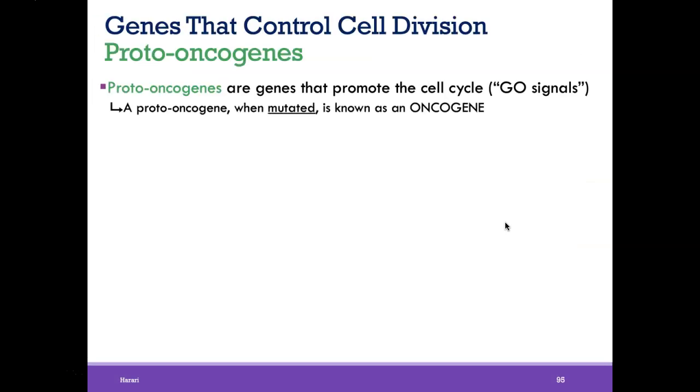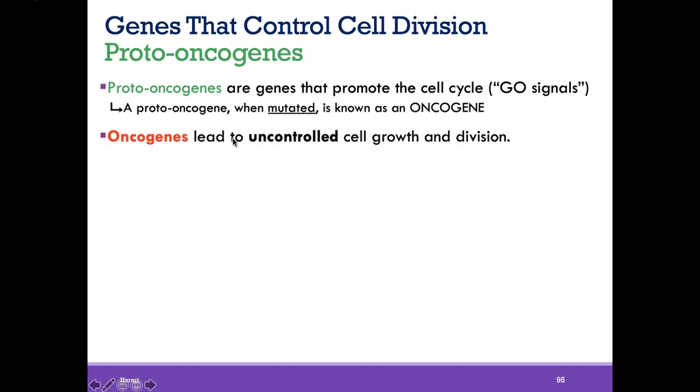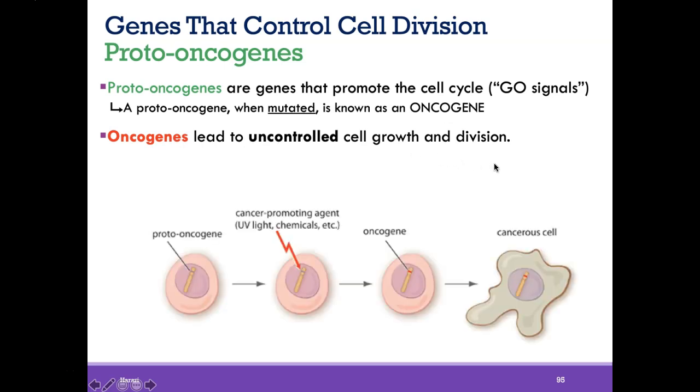So this is where we get into trouble. We said proto-oncogenes are good genes that promote the cell cycle. But if I mutate a proto-oncogene by UV light, by chemicals, cigarettes, anything, a proto-oncogene then becomes an oncogene. Onco is a prefix for cancer, right? Oncology is the study of cancer. An oncogene is what leads to uncontrolled cell growth and division.